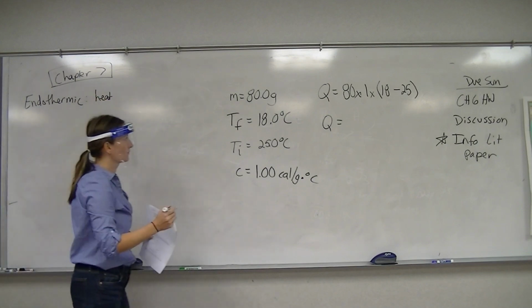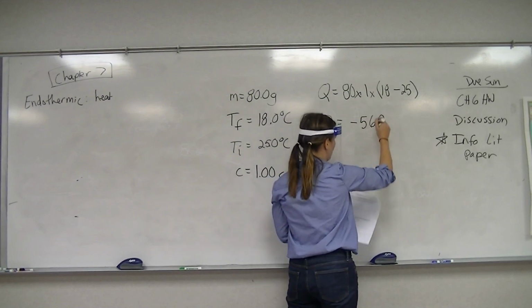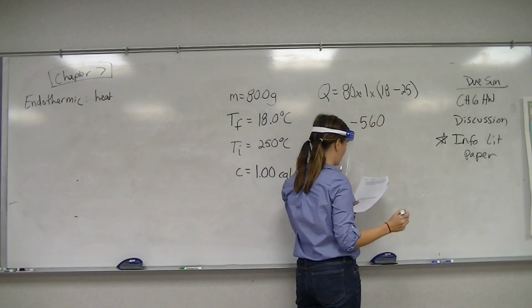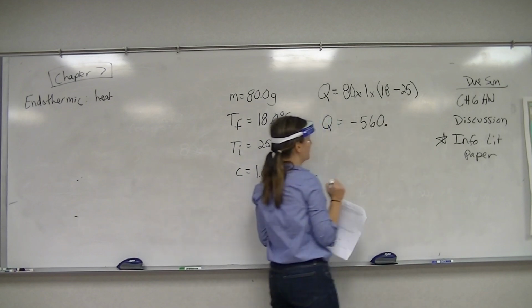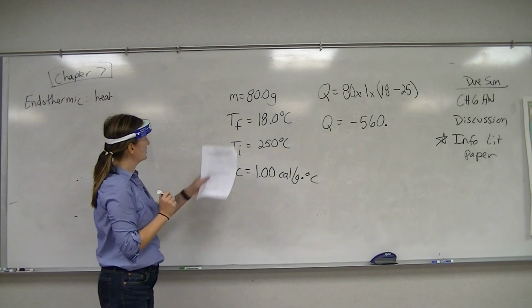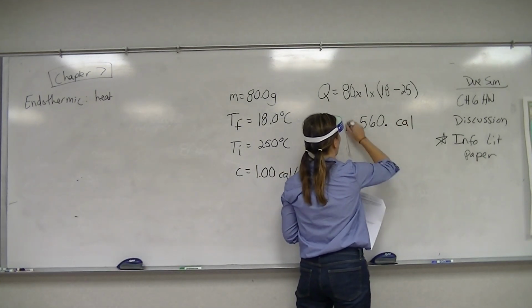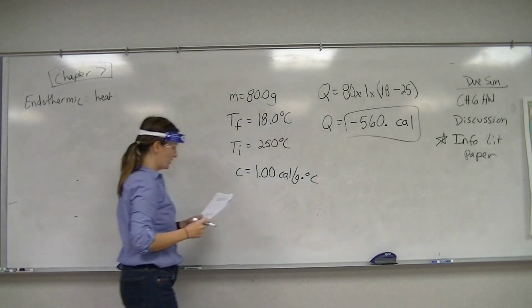I got 560. Did you get negative 560? Yeah, negative 560. How many sig figs? 3. So just put a decimal there to include the 0. And then the units: calories. That's our heat energy.